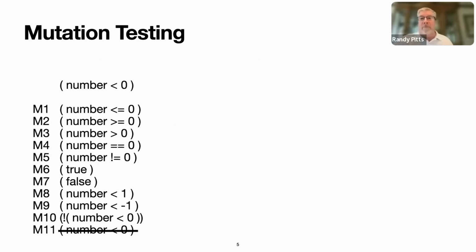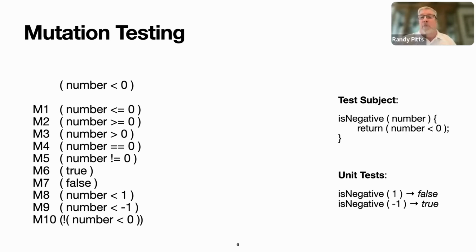Here's a real simple example. Again, I apologize about the pointer, but at the top there is a very simple Boolean expression, number is less than 0. We can mutate that any number of ways, as you see going down the side. I've just put 10 or 11 there. But we can also test the efficacy of our unit tests by executing them against these mutants.